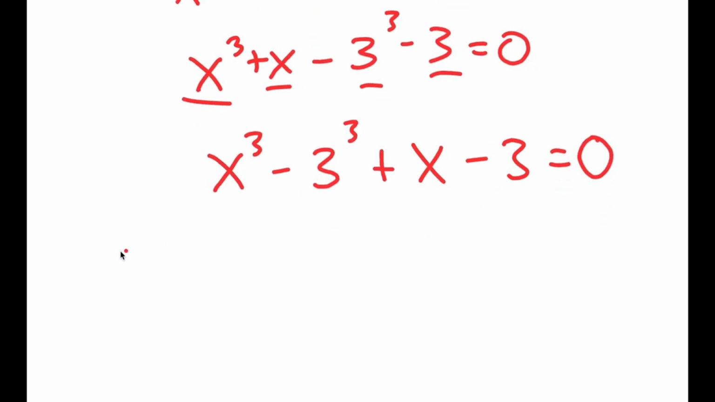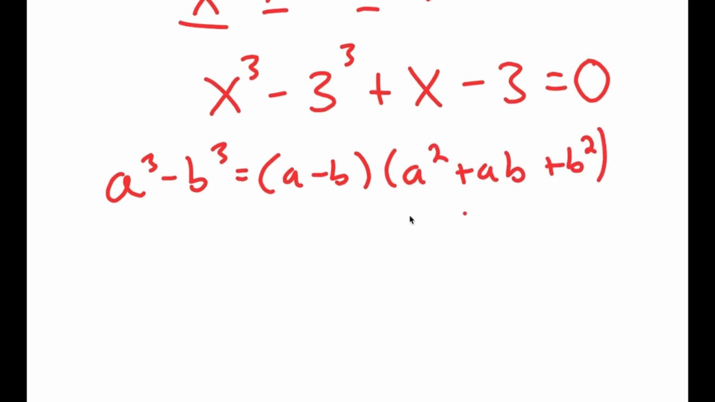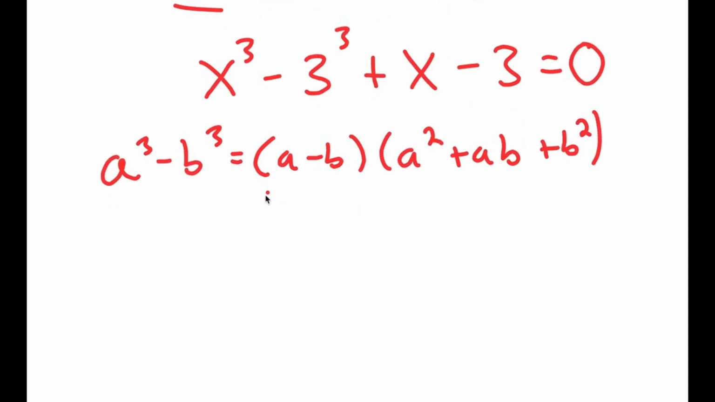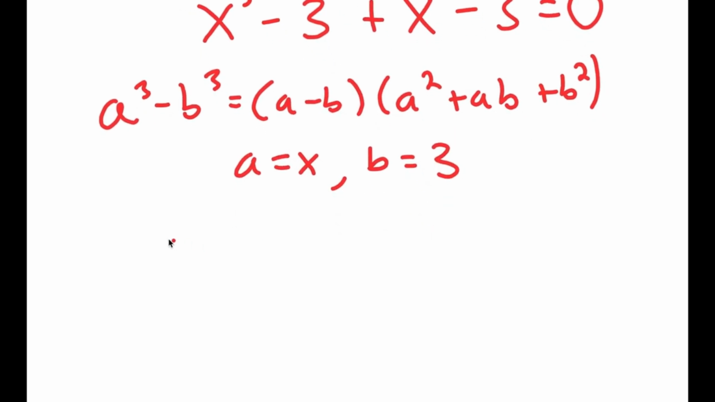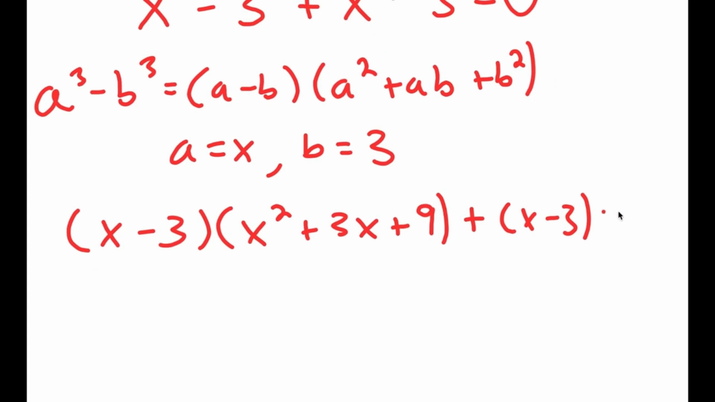Now from here, if I have something in the form a to the power of 3 minus b to the power of 3, this is equal to a minus b times a squared plus ab plus b squared. So, in this case, a is equal to x and b is equal to 3. So I get x minus 3 times x squared plus 3x plus 3 squared, which is 9, plus I have my x minus 3 at the end, is equal to 0.